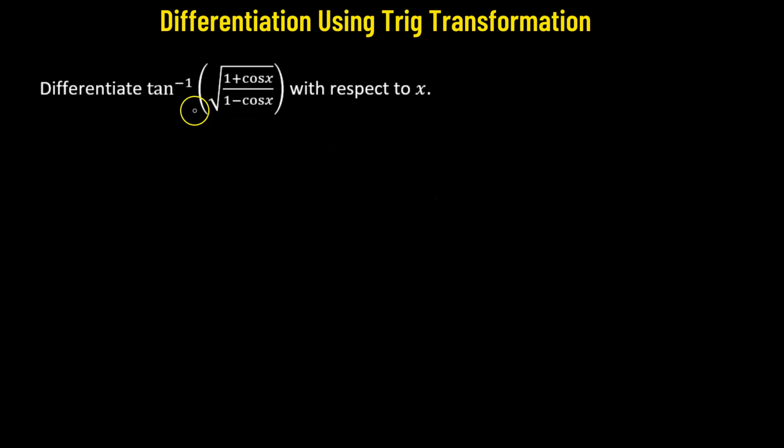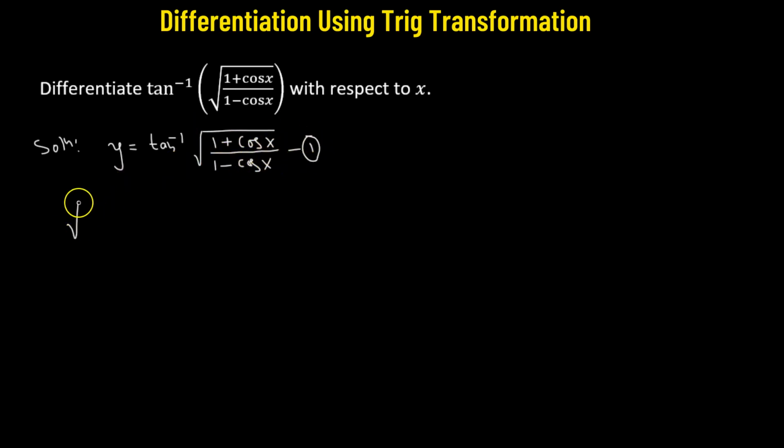So this problem is similar to the previous problem, except for the fact that now in the numerator we have 1 plus cosine of x, whereas earlier it was 1 minus cosine of x, and in the denominator, we had 1 plus cosine of x, but in this case, we have 1 minus cosine of x. So we are going to follow the same steps. We'll consider y to be equal to the inverse tangent of the square root of 1 plus cosine of x divided by 1 minus cosine of x. Let this be equation number 1.